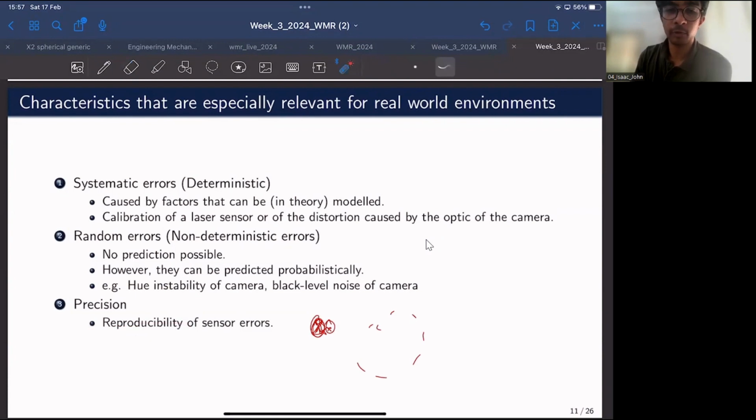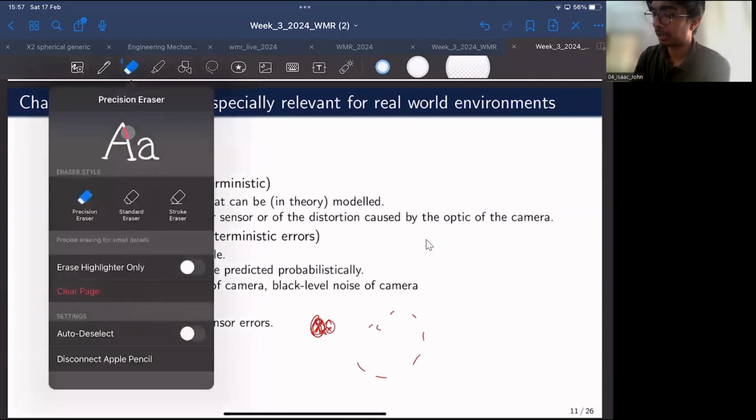How much you can reproduce measurements over multiple tries.